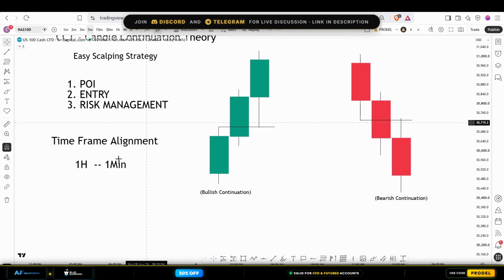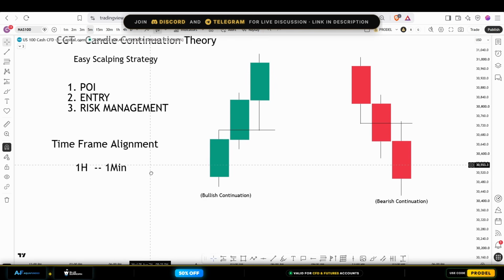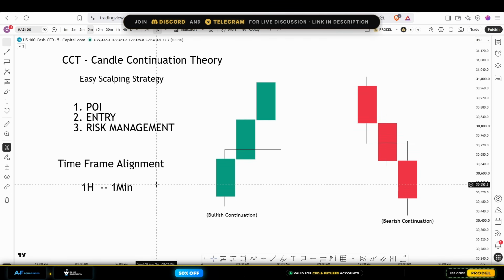For the scalping, 1 hour and 1 minute, I will choose the New York session. You can use any session. I'll suggest you take 1 hour and 1 minute. 1 hour for the higher time frame like this, and 1 minute for the confirmation.